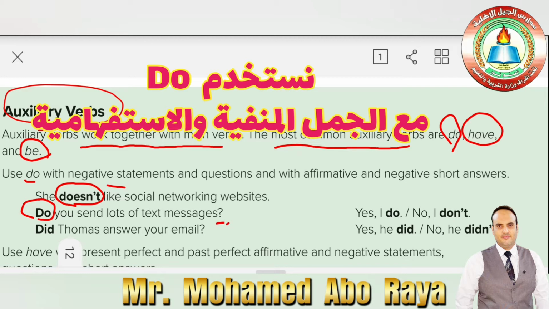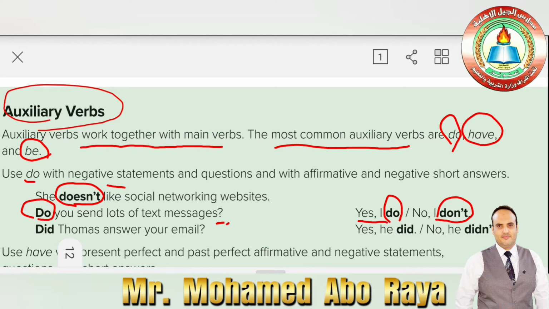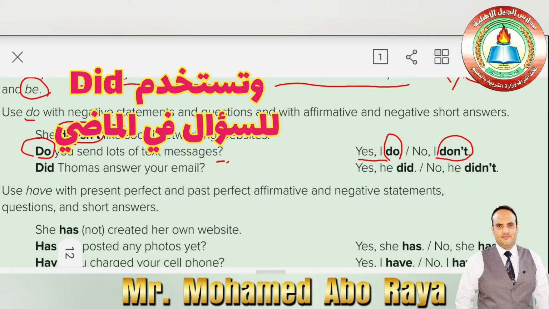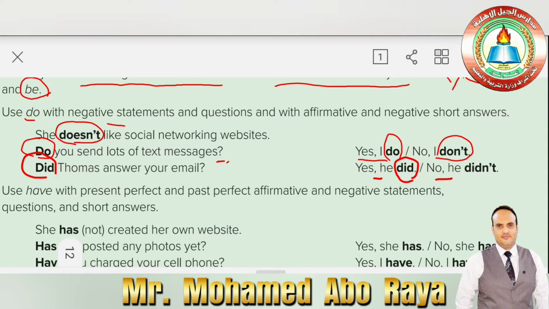In the case of yes, you can say yes, I do. In the case of no, you can say no, I don't. Also, in the case of question, but in the past, you can begin your question with did. Did Thomas answer your email? Use did with I, you, they, we, with all pronouns. If the answer is yes, you can say yes, he did. If the answer is no, you can say no, he didn't.